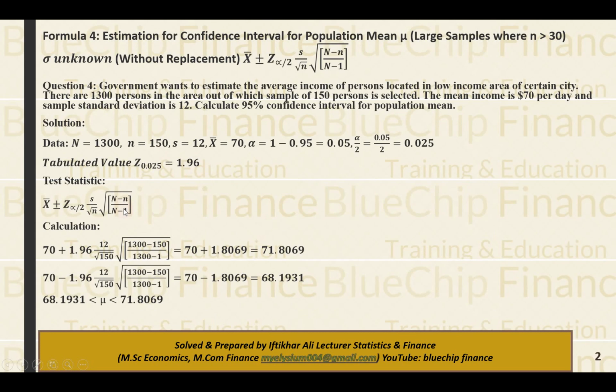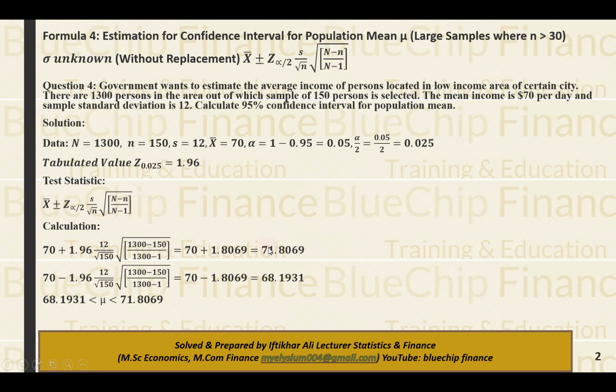Now next step is just to put all these values into the formula. One time we will add, one time we will subtract. So x bar is 70 plus Z alpha by 2 is 1.96, sample standard deviation is 12 and sample size is 150 and population size is 1300 minus 150 divided by 1300 minus 1. So 70 plus 1.8069 equals 71.8069.